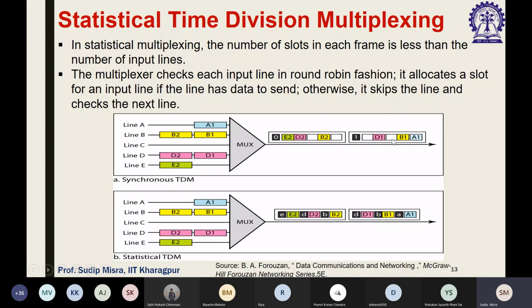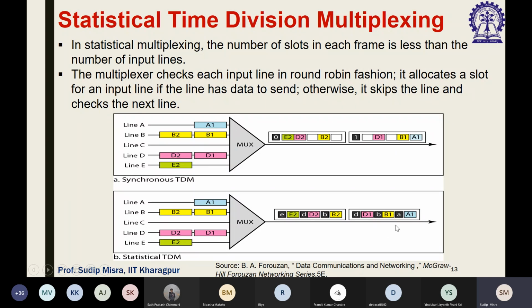In the case of synchronous TDM, there was an empty slot that was left out because line C did not have any frame to send. But over here, we do not have that. So A1, B1, and there is no C1. There is no empty slot for C1. Rather, the slot is occupied by D1. Now the question is how do you know whether this frame belongs to D or to C? Or how do you know this one belongs to B or to C? You do not know.